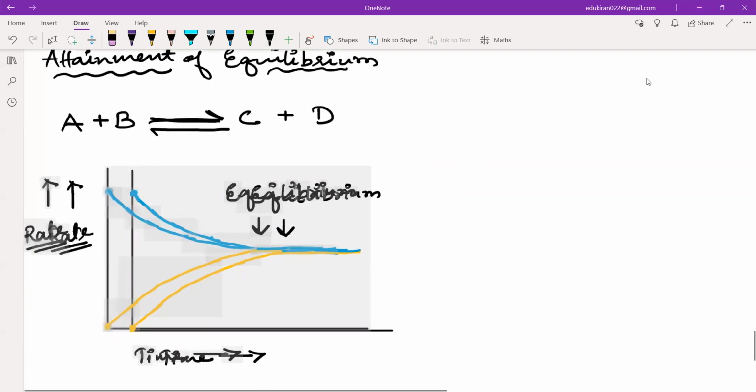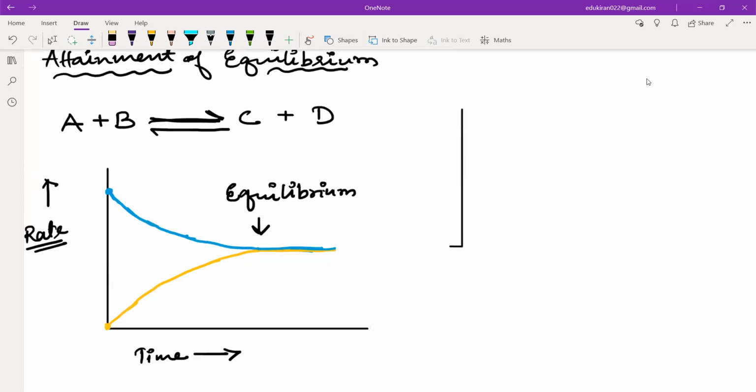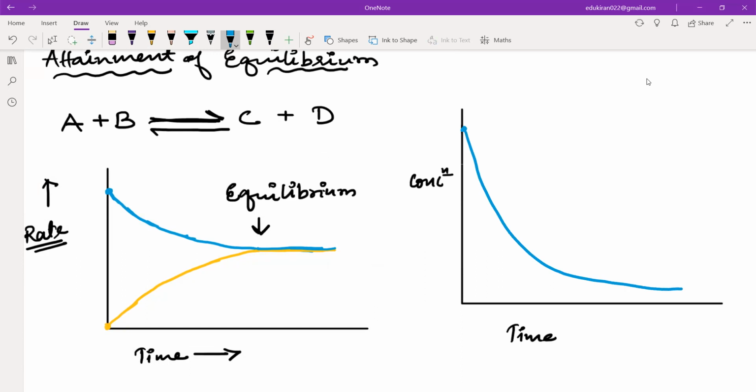Let me just move these things a bit. I need another graph here. Now here I am writing the concentrations, and again here is time. Initially, the concentration of the reactant was something, and slowly it decreased, and it will attain a constant value like this. What will happen to the products? It will increase, and it will be constant after a point.